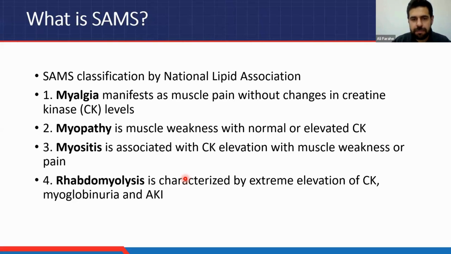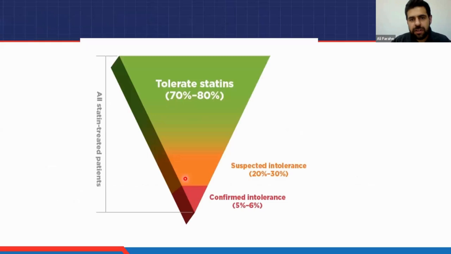Rhabdomyolysis, which is characterized by myoglobinuria and acute kidney injury. So actually 70 to 80% of people tolerate statins well, and these are the something like 35% of patients who are suspected of statin intolerance, and out of these 20 to 30% do have symptoms, but the cause is something else, and only 5 to 6% of patients are actually statin intolerant.